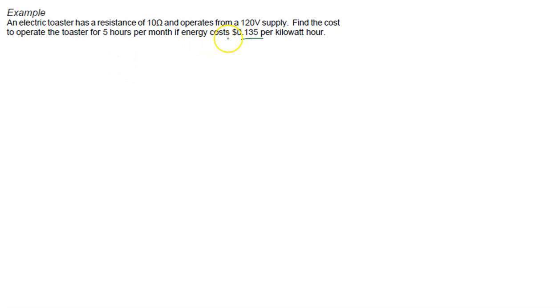And so we want here to calculate the cost of energy. So the first thing we've got to do is find energy. Remember that we said energy is equal to power times time, and our energy has a unit of kilowatt hours. So what that means is that our time needs to be converted to hours and our power to kilowatts. Okay, so the power of that toaster we can calculate as V squared divided by R, because those are the two quantities we've been given.